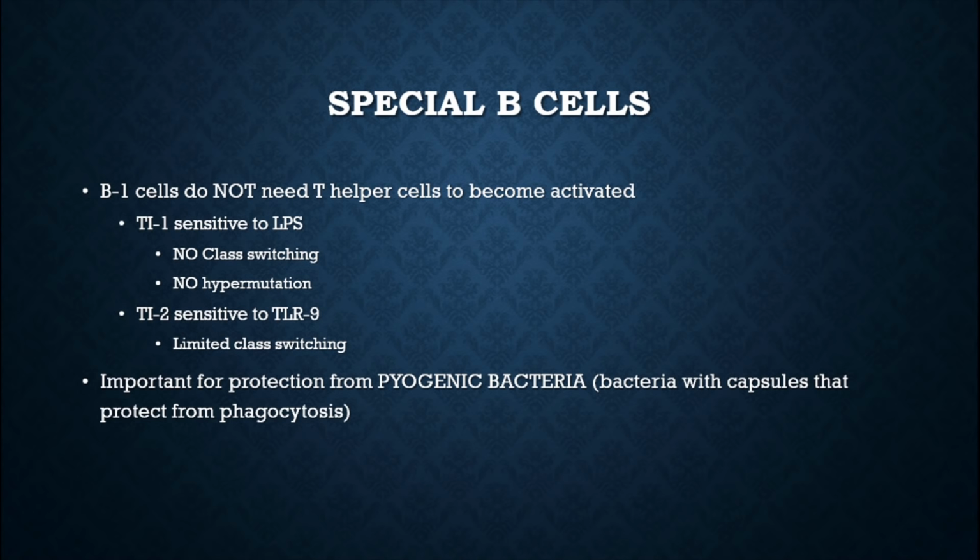Additionally, children don't express these until they are 2 years old, and they're not maximally expressed until they're 5 years old. So there's a time period where we have a gap in our immune system.